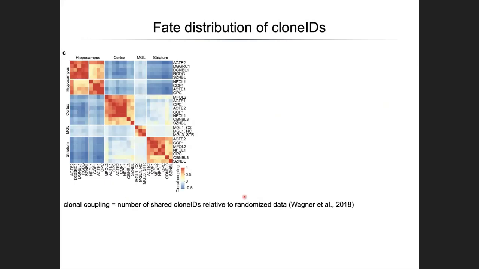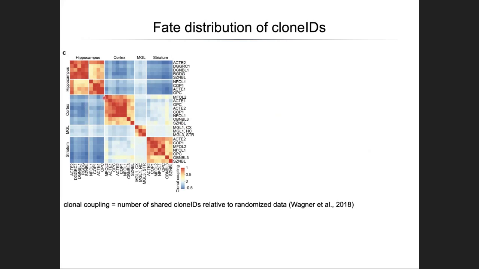Another aspect that we were interested to look at in the data is the fate distribution of clone IDs, and here we use a tool that was also introduced by Klein in this Science paper in 2018, and we calculate what we call the clonal coupling score, which is simply the number of shared clone IDs relative to randomized data. And when you do that, you see in that heat map that you basically get 4 groups or 4 clusters of cells, and they mostly cluster by region.